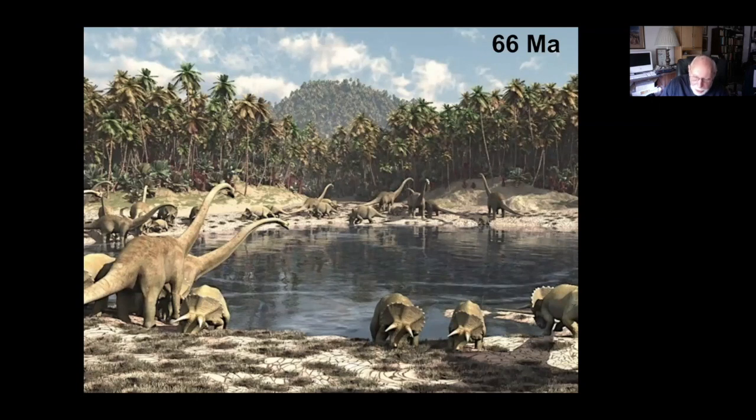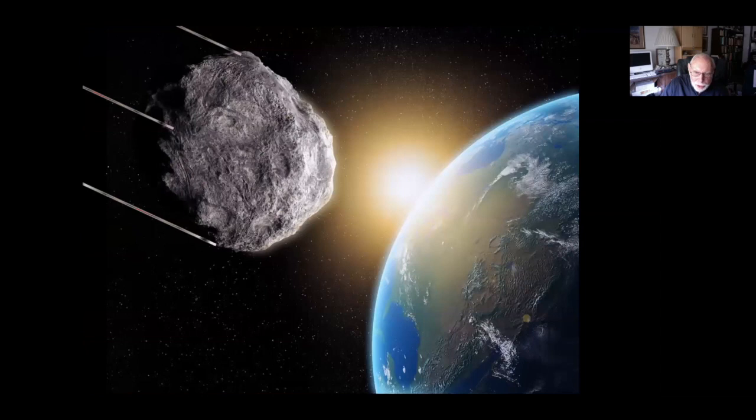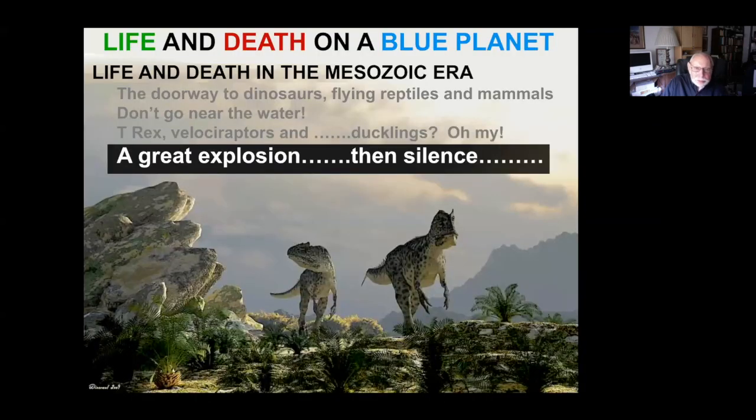A world that was about to change drastically because a very large rock, a chunk of space, at least 6 miles across, is headed in on a direct collision with planet Earth. Which takes us to the last segment today, which is a great explosion, then silence.